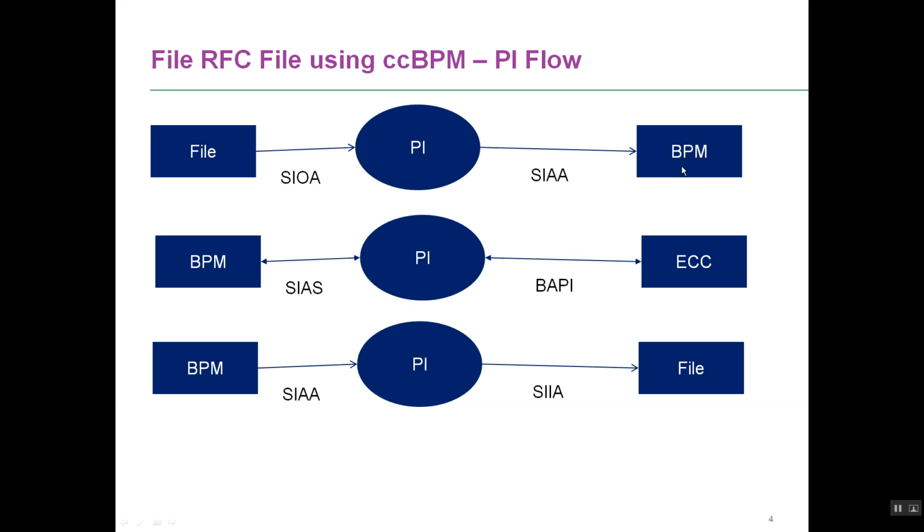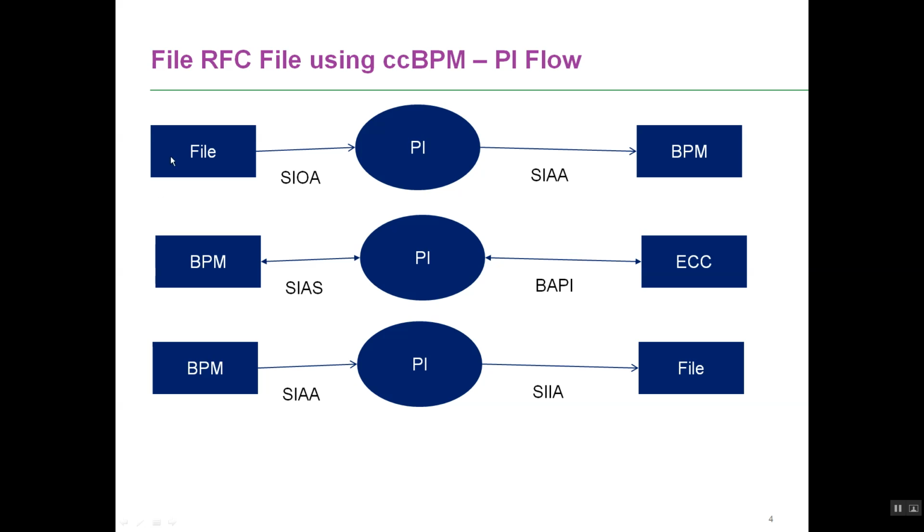So the receiver is BPM, and for the BPM, you will notice that so far we've always called our service interface SIOA or SIIA. O stands for outbound and I stands for inbound. There is a third type called abstract. So for ccBPMs, all the service interfaces will always be of type abstract. This is a rule of thumb that you need to remember. ccBPMs always require abstract service interfaces. So anytime you build an interface where ccBPM is a sending system or the receiving system, make sure that your service interface is of type abstract.